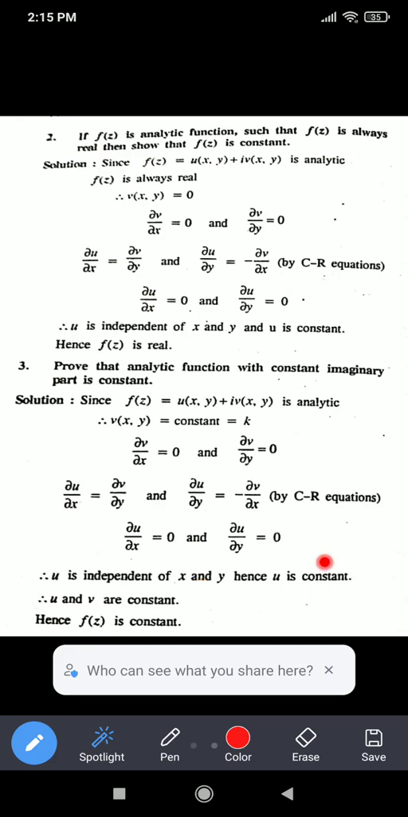And therefore, u and v are constants. Hence, the function f of z is a constant.